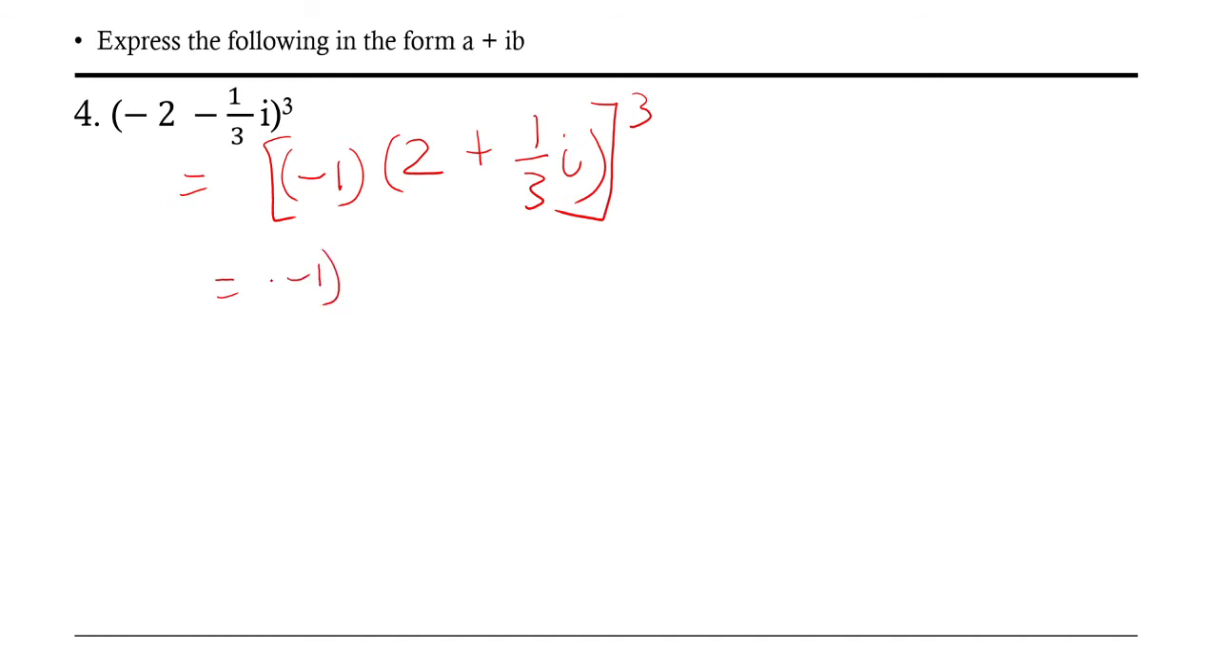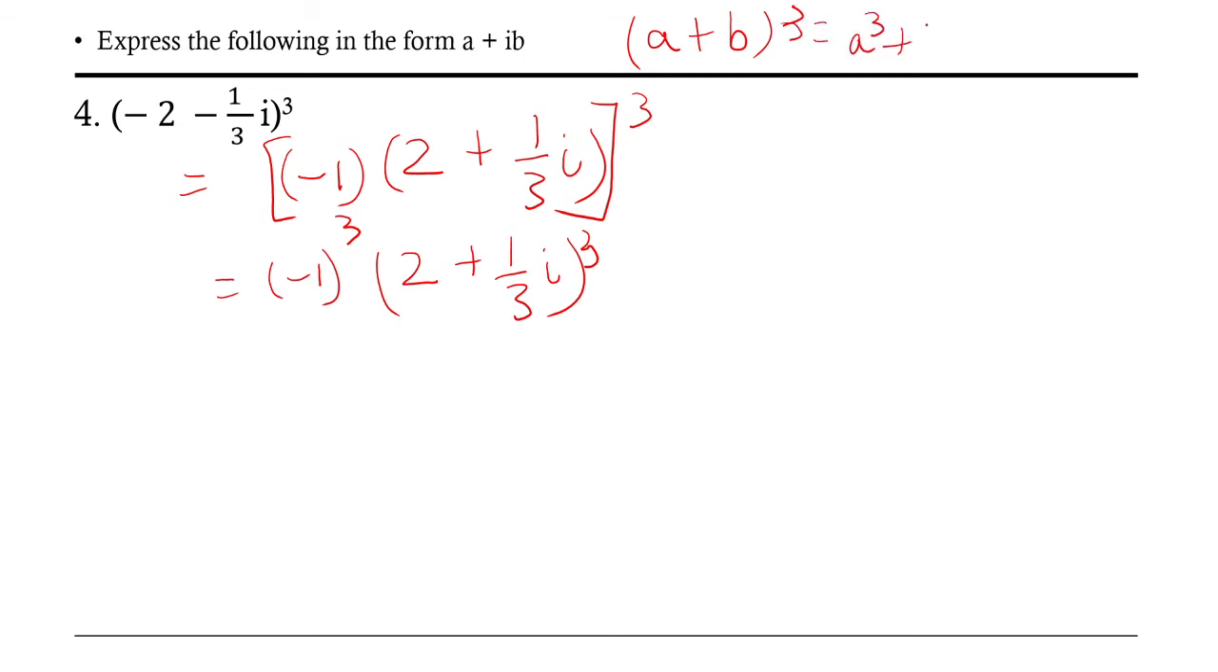Then I am writing (-1)³ times (2 + 1/3 i)³. We know the formula for (a + b)³: a³ + 3a²b + 3ab² + b³. So here (-1)³ is -1.